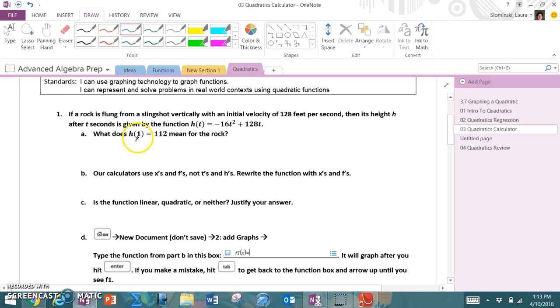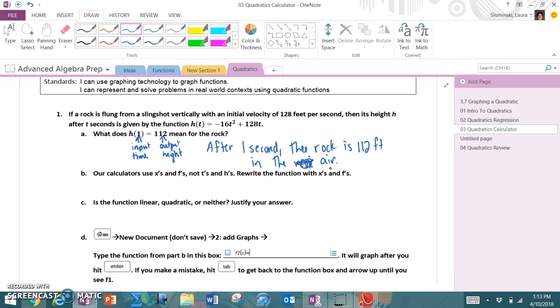the rock. As we've been learning this semester, the number inside parentheses is the input, and in this case, the input is the time, and the answer is called the output, and in this case, that's the height in feet. So if I was to write a sentence to describe what h of 1 equals 112 means, it means that after 1 second, the rock is 112 feet in the air. So that's a little bit of review.